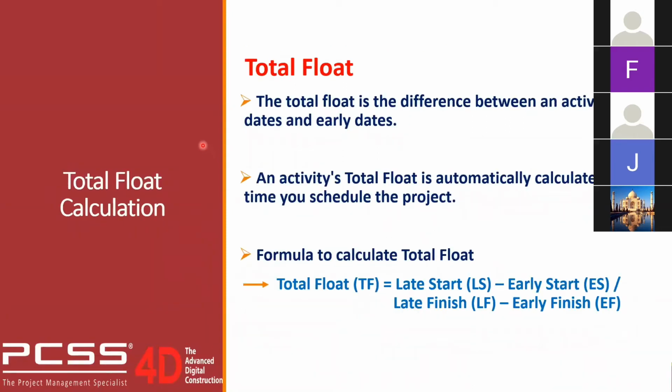In order to calculate the total float, it is the difference between the activity late dates and early dates. If you use Primavera P6, it will help you to automatically calculate all the total floats and the schedule dates for your project, but you cannot edit the value of total float directly. This is the formula to calculate total float: it is equal to late start minus early start, or late finish minus early finish.